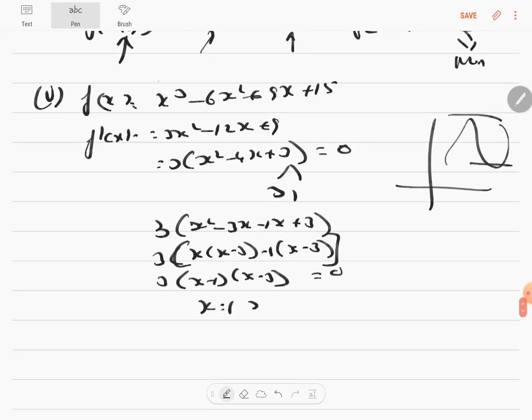So x can be 1 or x can be 3. And substitute that in the question. So f of 1 and f of 3 you do, and compare your answers and see what you're getting, and decide which is your maxima and which is your minima. So let's go to the next question.